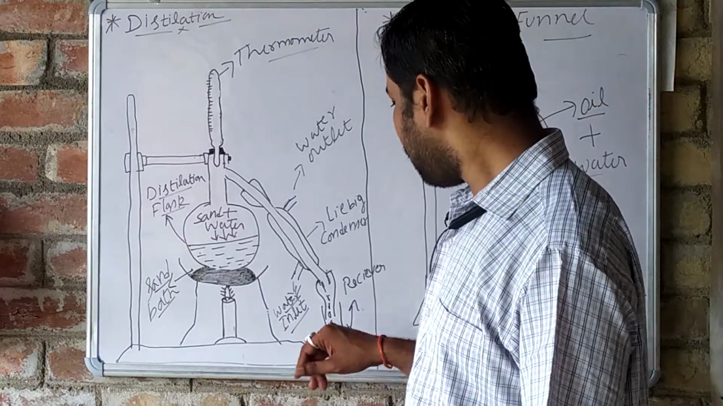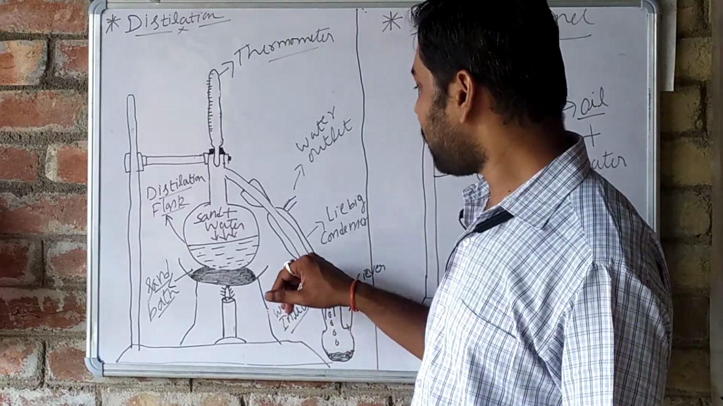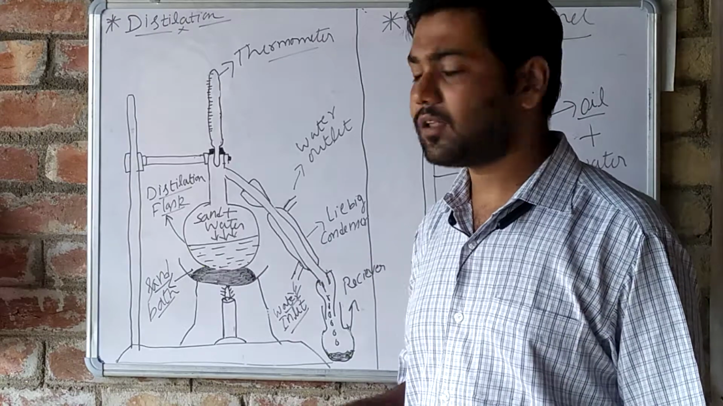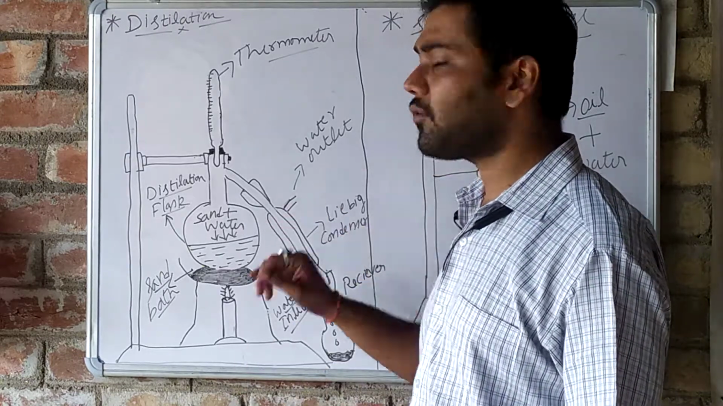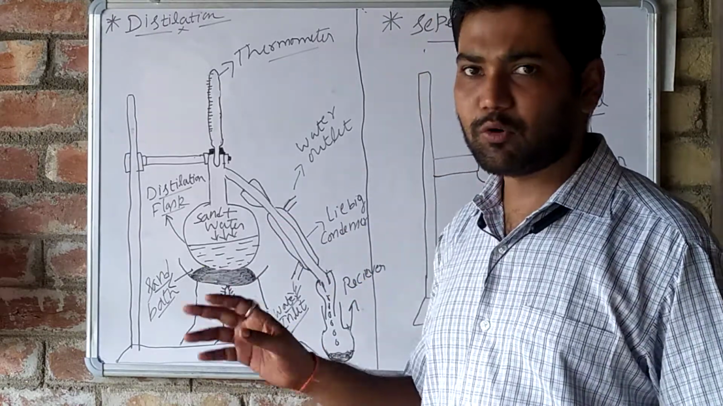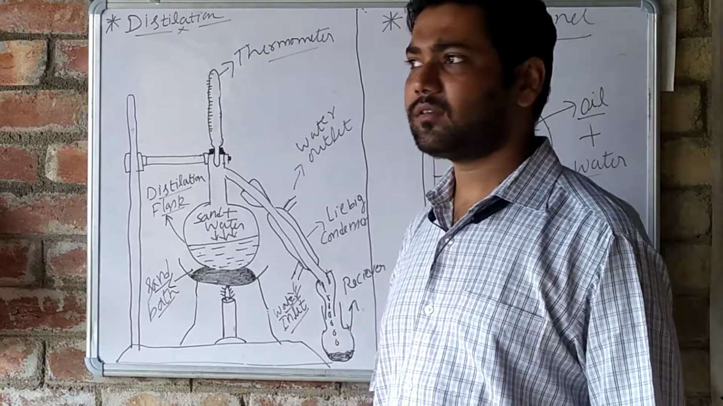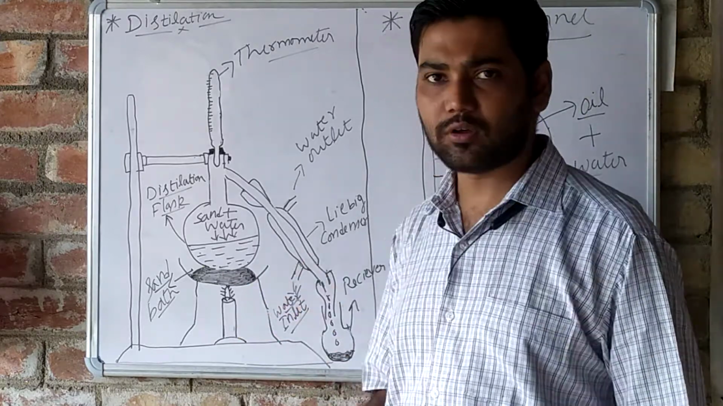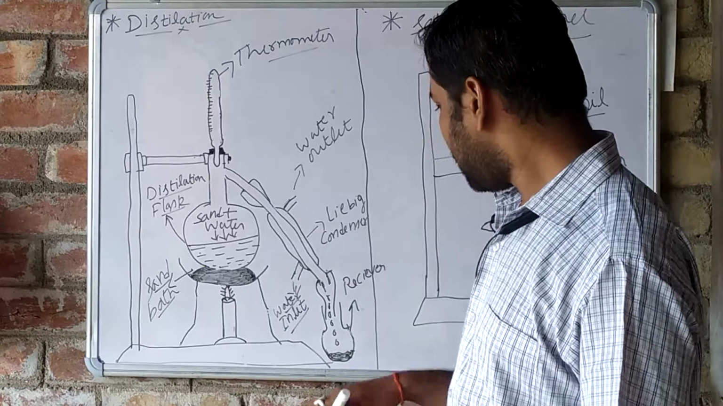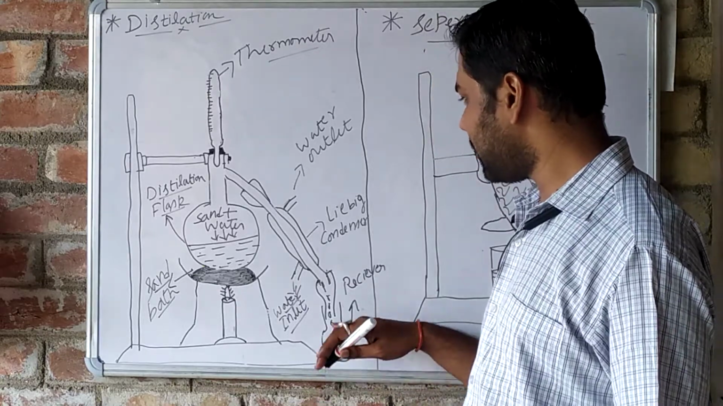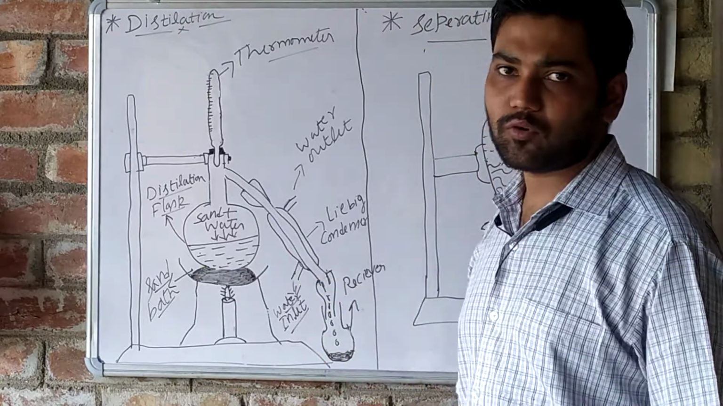Understand? So what happens, this is a water inlet. From here water will come inside the Liebig condenser, and from here the water will go out of the Liebig condenser. This process will continue. And here we will have a receiver where we will collect the pure form of water.